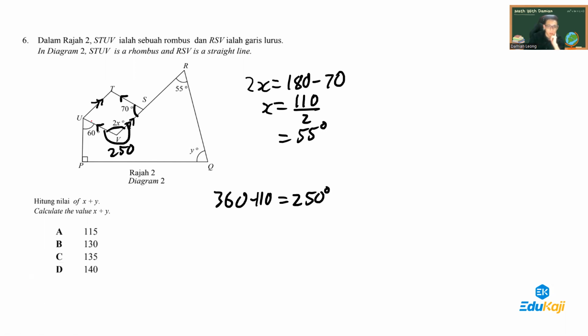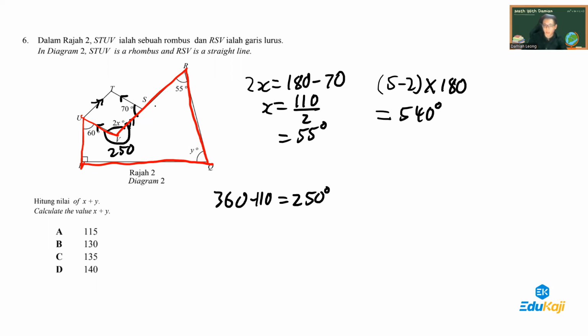So I can use this shape. 1, 2, 3, 4, 5. 5 sides means for the total interior angle, I can take 5 minus 2 times 180, which is 540 degrees. So the total of these 5 angles added together is 540.